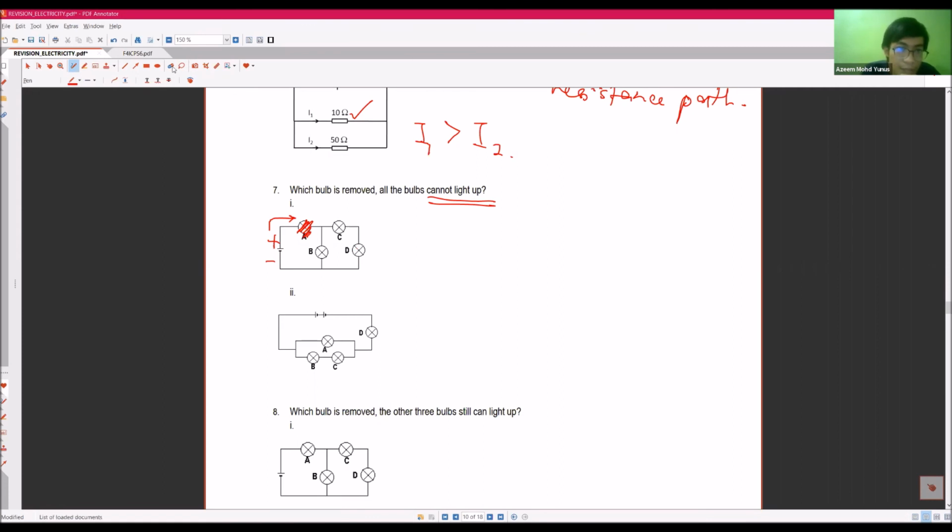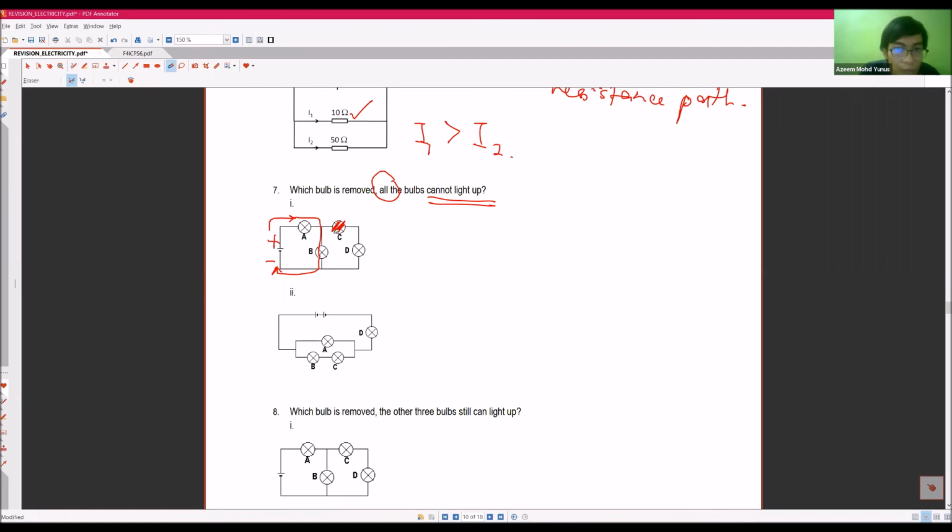So let's examine other bulbs as well. If we remove B, that means that the current can still flow through A, but it will not flow through B. It will still flow through C, D, and back to negative. So this is not the case here. The question says all must not light up. So let's examine another bulb. If we remove this bulb over here, that means the current will not flow through C, but it will flow through B. So still there are bulbs that light up, A and B.